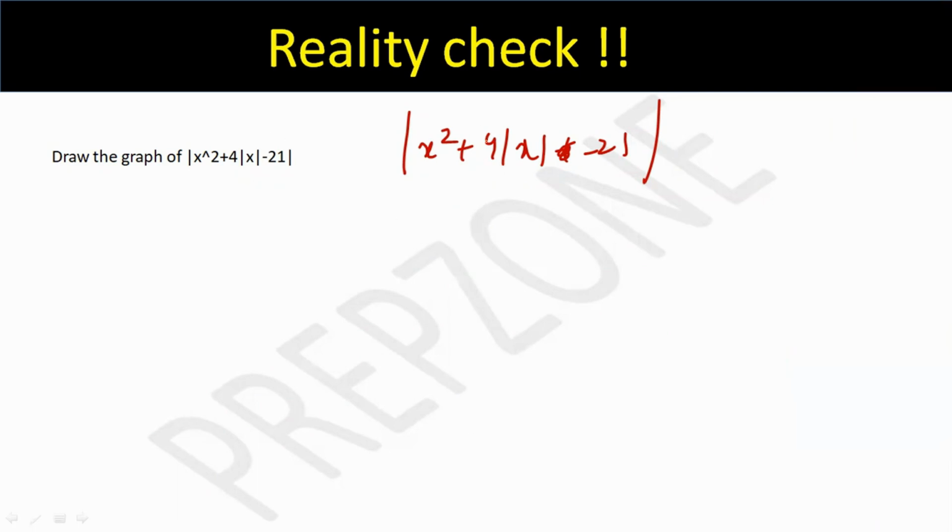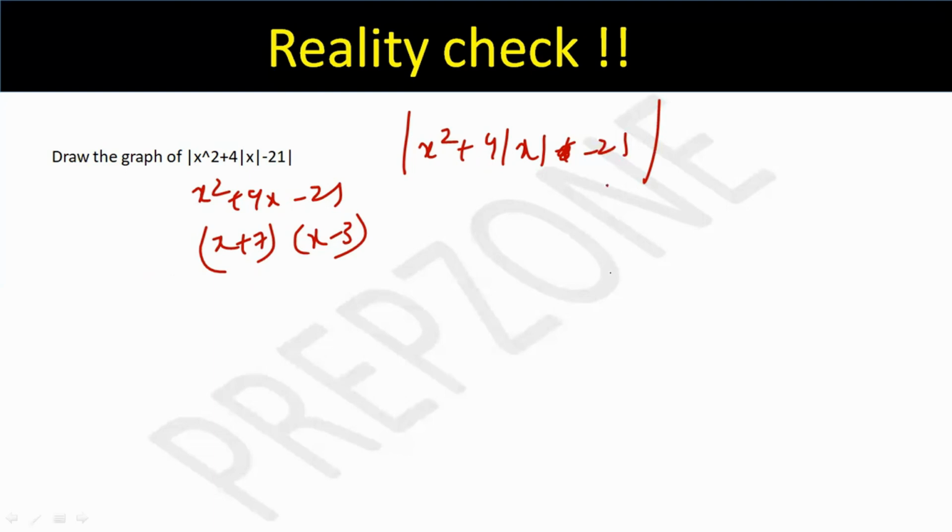See, what is its basic function? It is x square plus 4x minus 21, right? Which is what? 7 into 3, 7 minus 3. So it is 4, so it has to be 7, (x plus 7) into (x minus 3), right? And then this is the raw function. Okay? Then you have to replace x with mod x and then take the overall modulus.